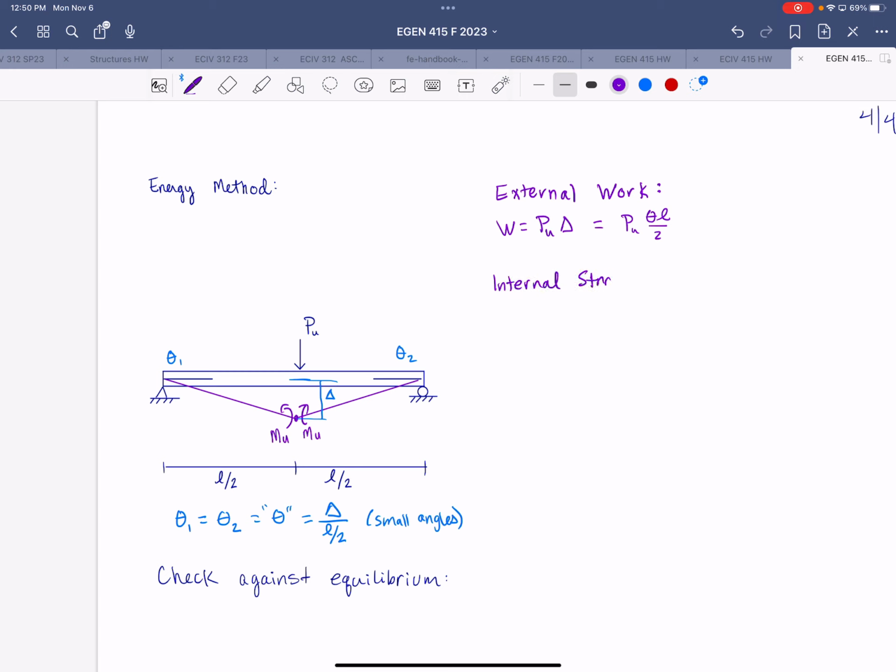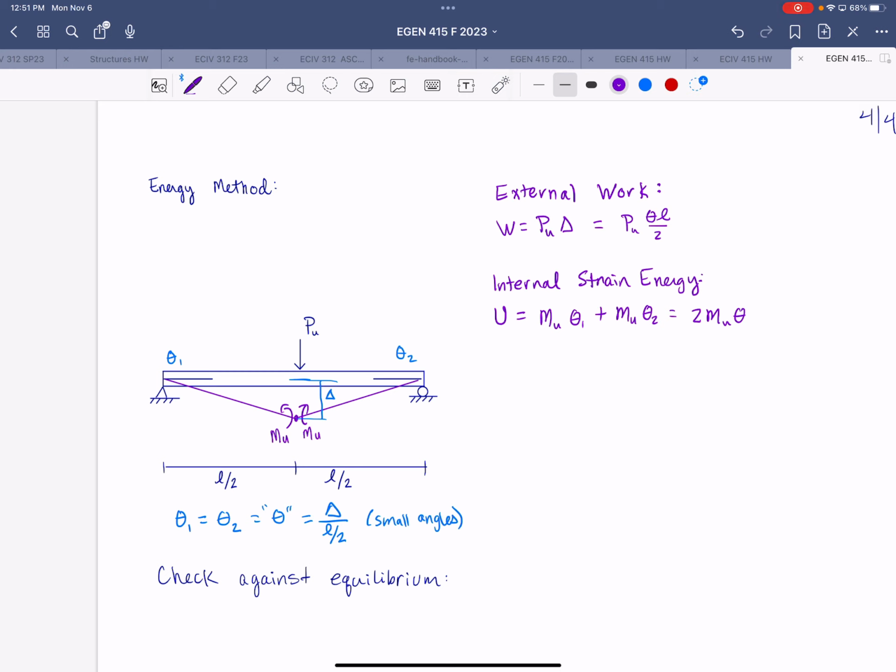So the internal strain energy U is equal to, internally we have the ultimate moment at the plastic hinge, right? And that moment acts through a total rotation of theta 1 plus theta 2. So you can think of it as this side of the hinge, Mu acts through theta 1, and on this side of the hinge, it acts through theta 2. That's sort of how I'm going to write it out. So Mu times theta 1 plus Mu times theta 2. And since theta 1 and theta 2 are the same, that's going to be 2 Mu theta.